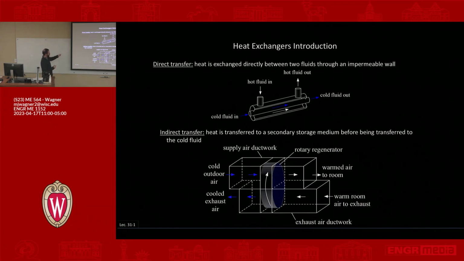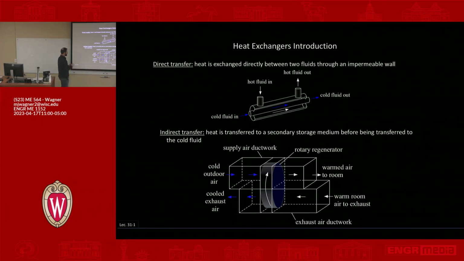For direct transfer, the idea is that you've got heat. It goes directly from one fluid through some resistance into another fluid. That's opposed to indirect heat transfer heat exchangers, where heat is transferred to a secondary medium. That medium is then put in a different flow environment, and that heat is extracted back out.